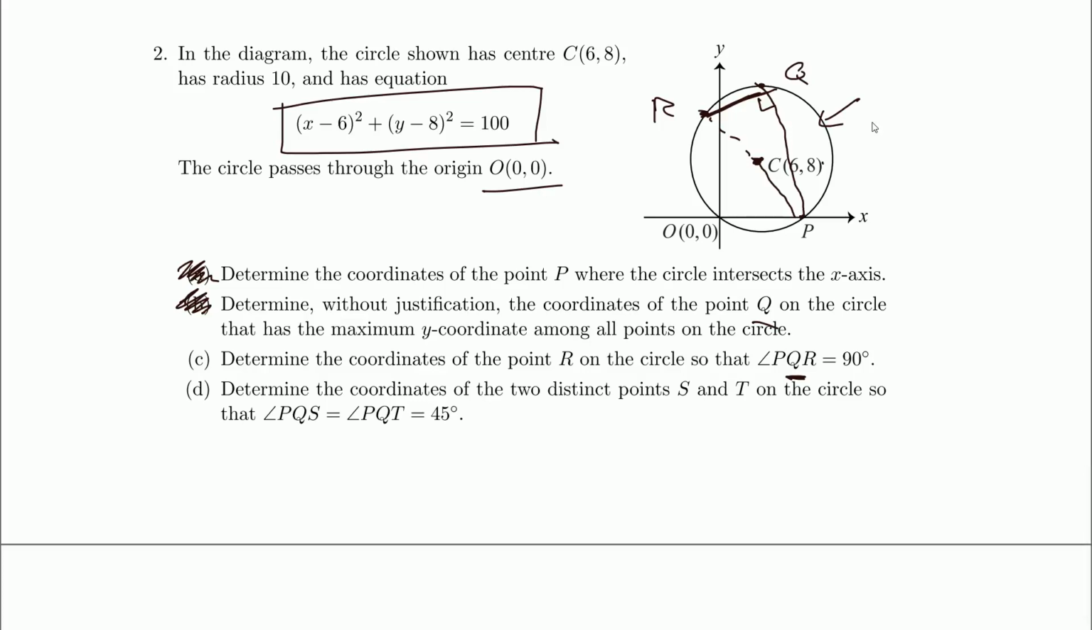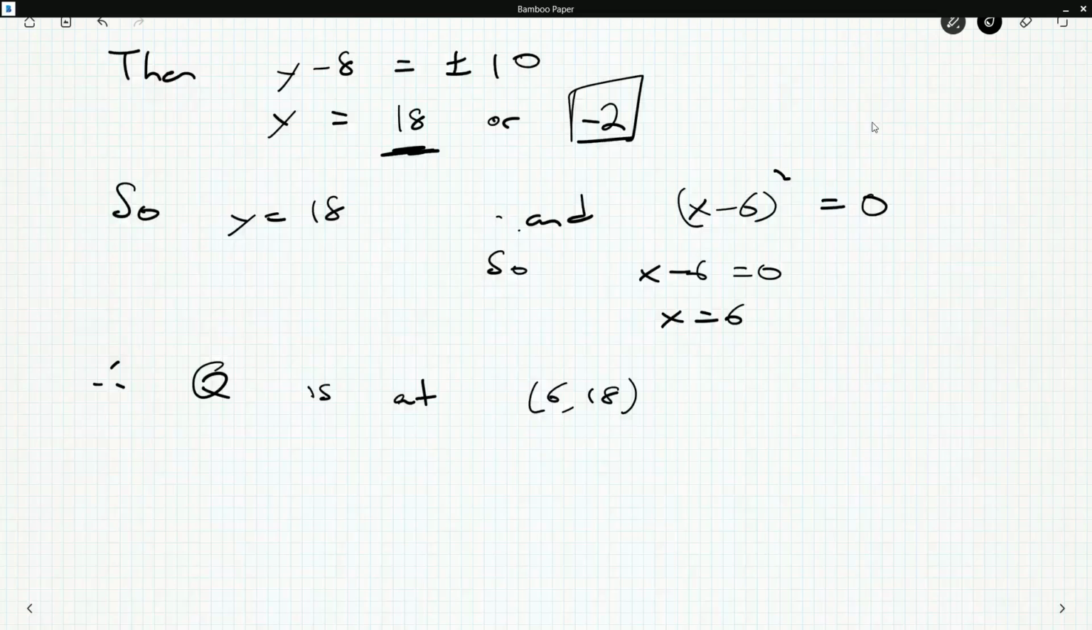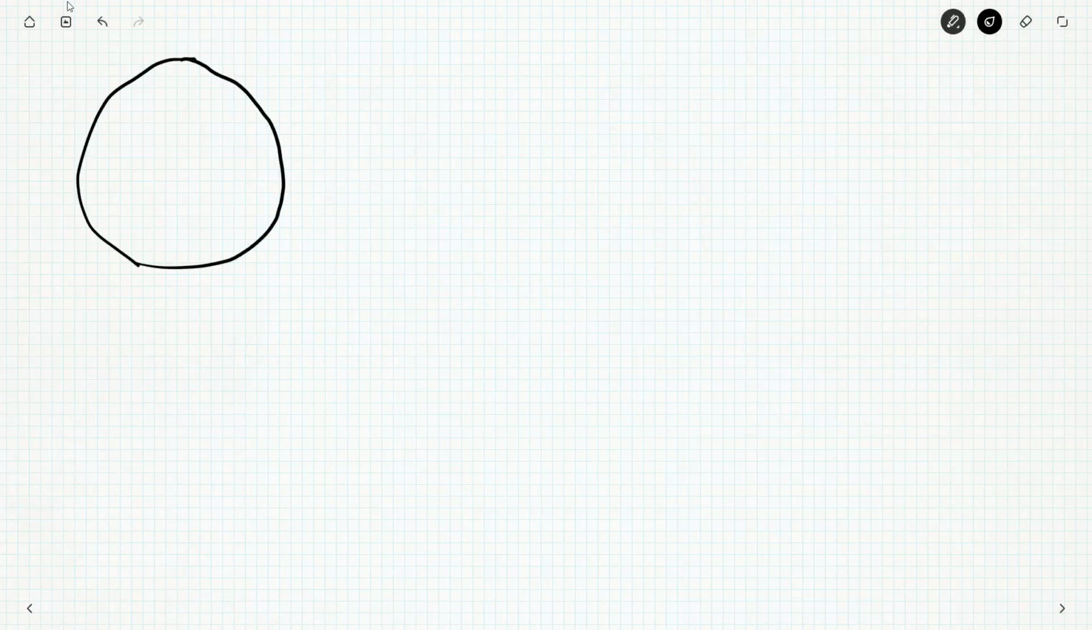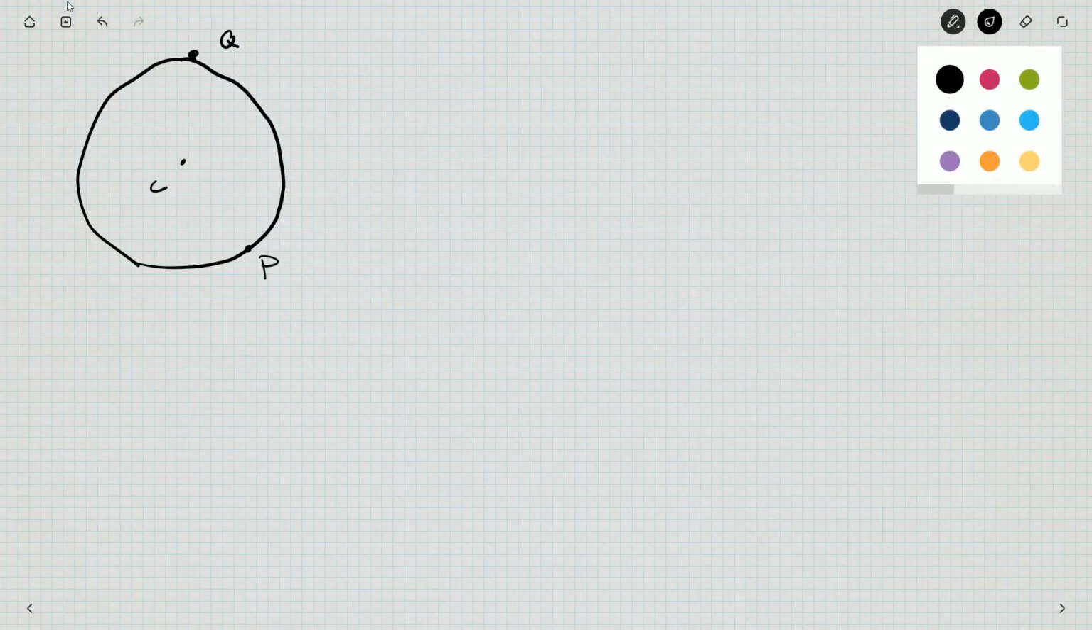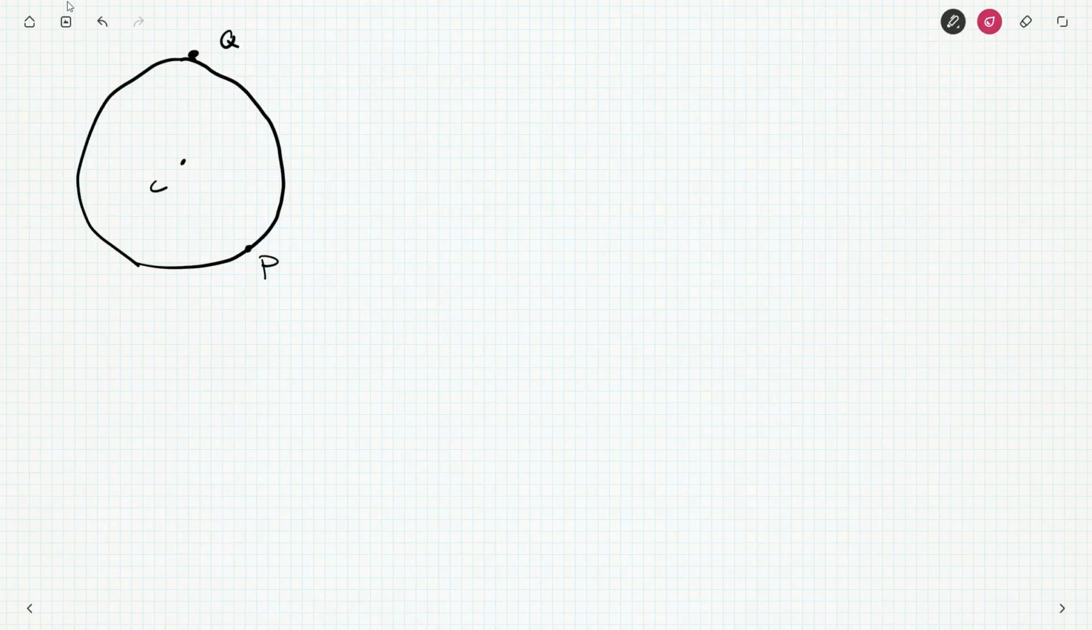Now, I didn't do circle geometry with the first one, so for people who like circle geometry, let's write up part C with the circle geometry way of doing things. So I'll draw a little picture. Q is up here at the top, C is right here, P is here, and what do we need? Well, we want R, should be about here. Okay, and we'll need to get a diameter.